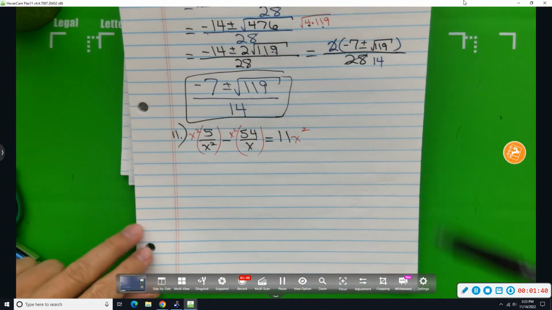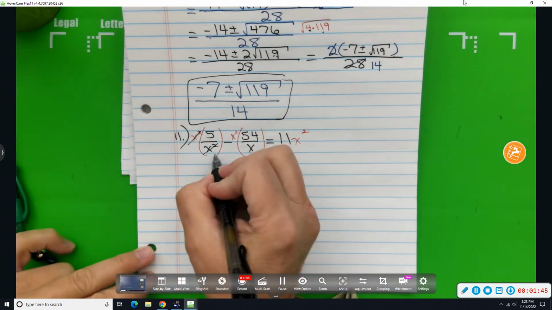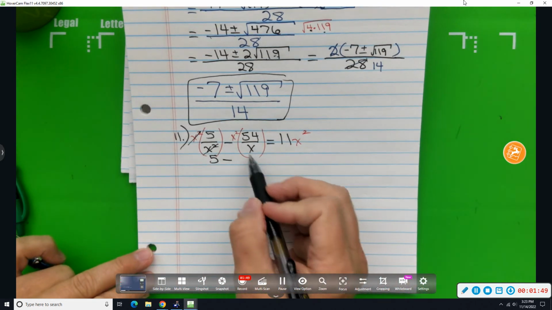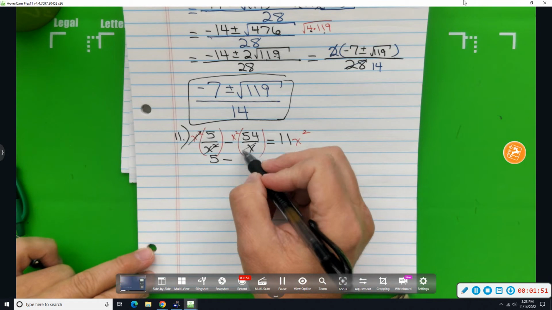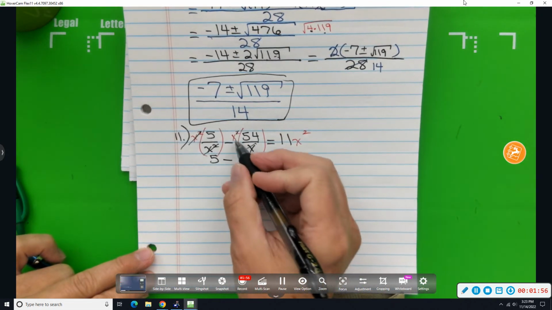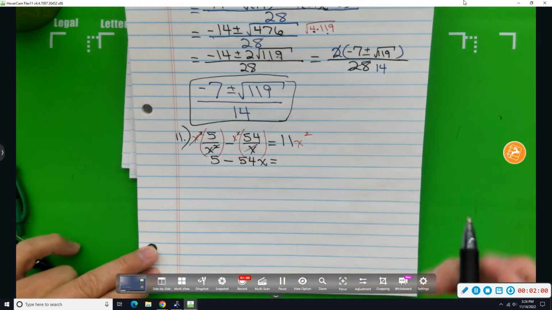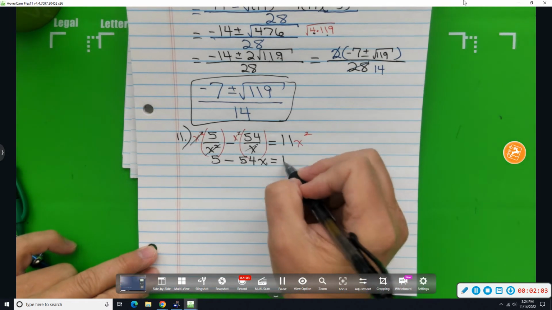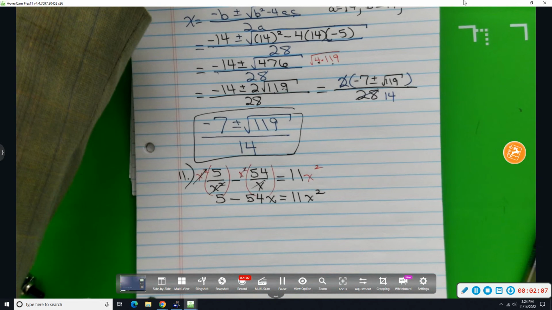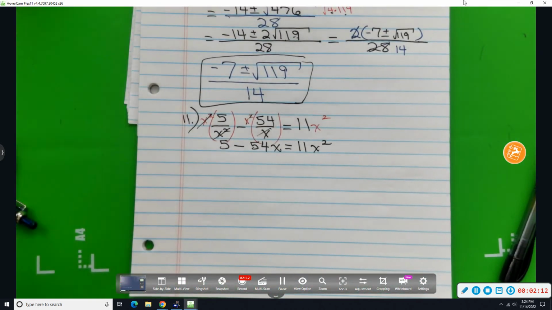So, this is going to work out nicely now. The x squares cancel, leaving us just a 5 minus, canceling x above and below, you have a 54, and one of the x's remaining. And on the right hand side we have 11 times x squared. And let me pull this camera closer to me. There.